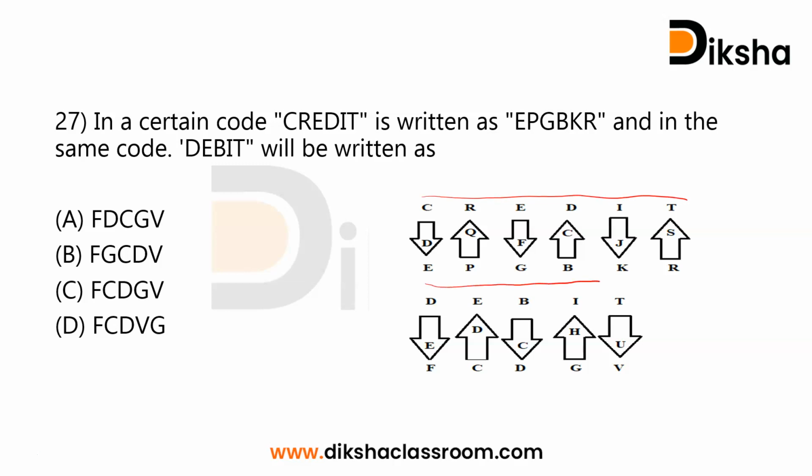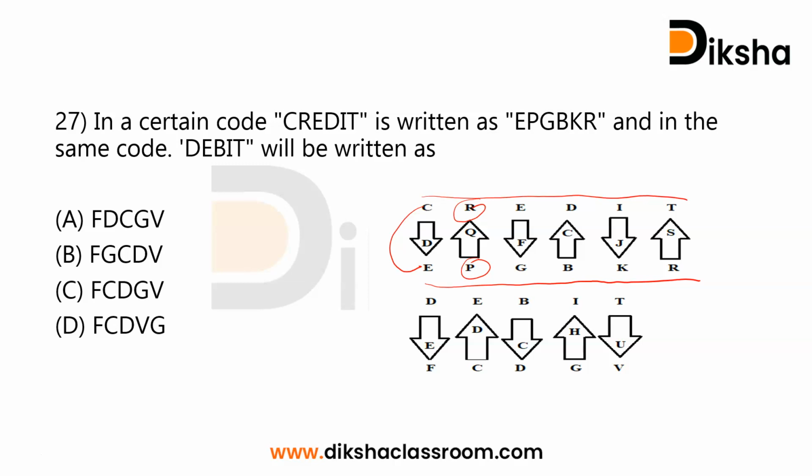In the first one, in CREDIT, C is coded by E, which means they have chosen the next alphabetic letter with a gap of a single letter. That means C is coded as E with the gap of D. So the second letter after C is taken. But when it comes to the next letter R, they have chosen the code as P, which means the second previous letter is selected, not the second next letter. Instead, they have selected the second previous letter.